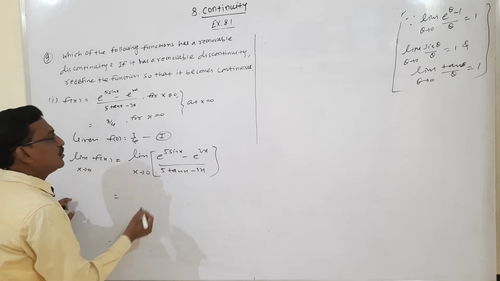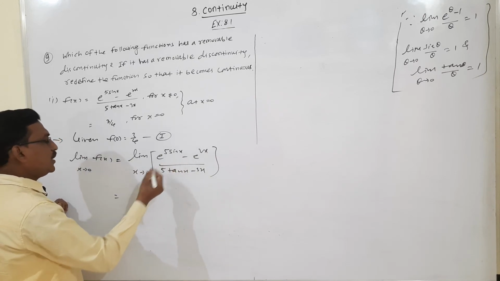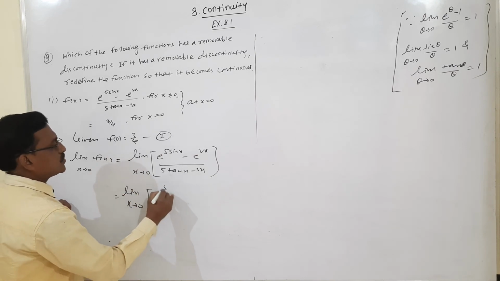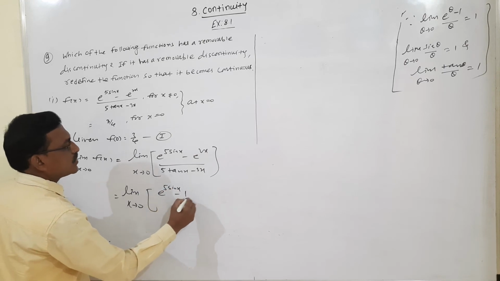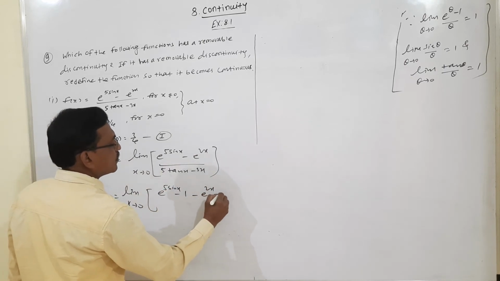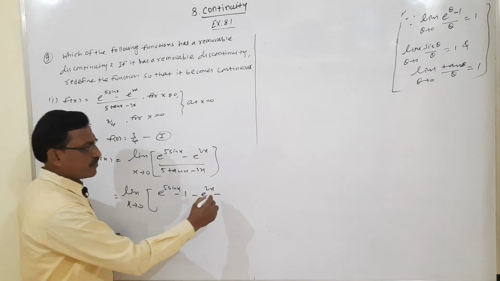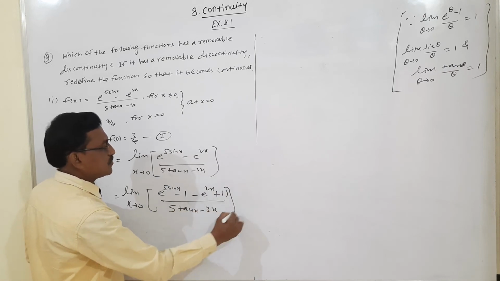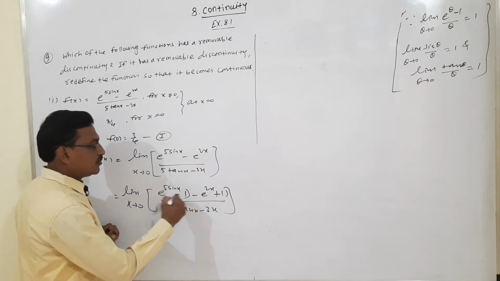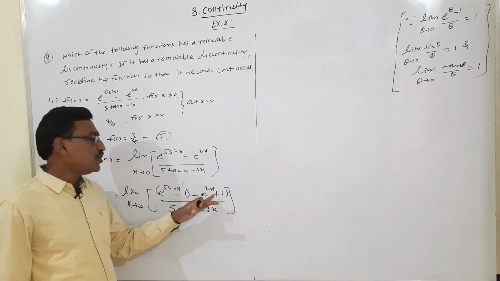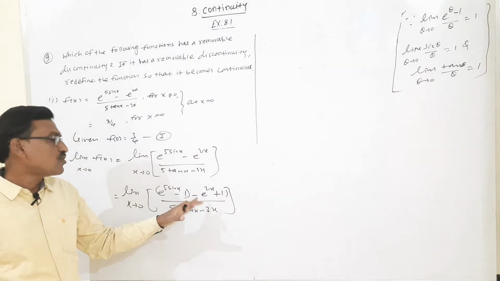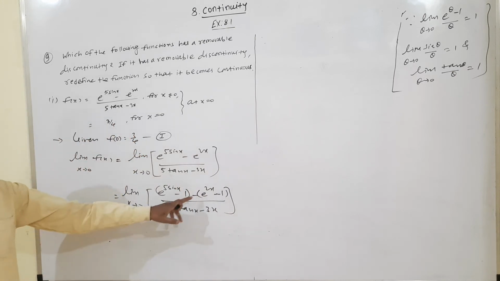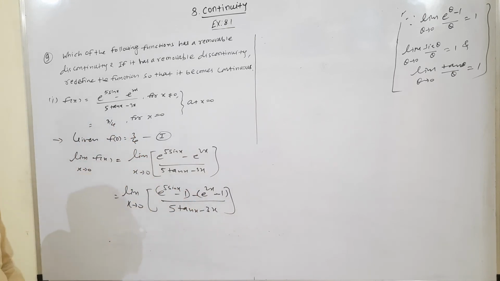So here we adjust 1, meaning we add and subtract this 1: e raised to 5 sin x minus 1 and minus e raised to x plus 1, divided by 5 tan x minus 3x. So here we take these two terms and we take a minus common, so that's why it becomes minus, because minus plus, so minus 1 and plus 1, we add this here in the numerator.